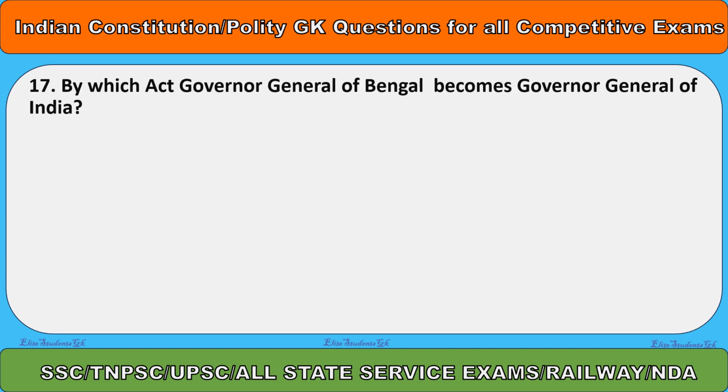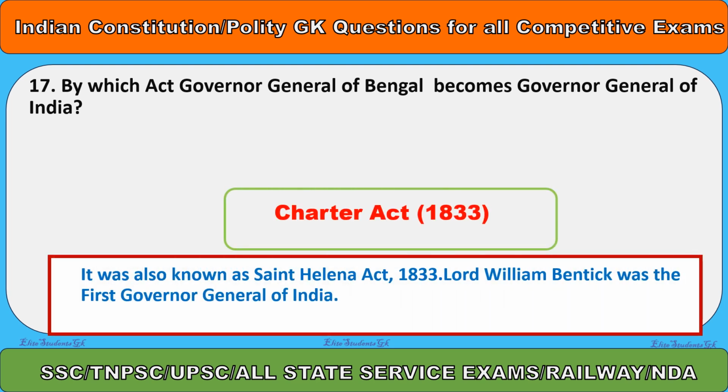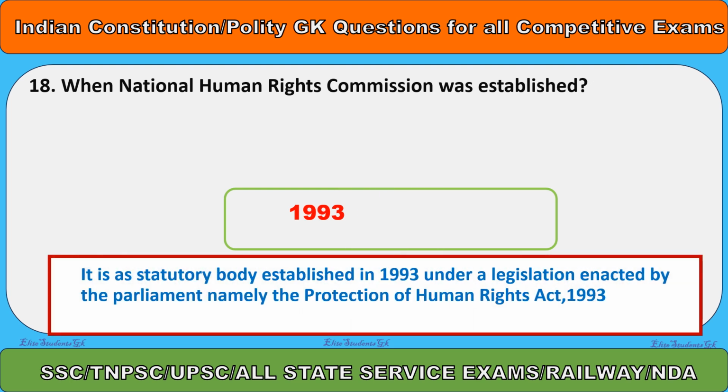By which act did the Governor General of Bengal become the Governor General of India? Charter Act 1833. It was also known as the St. Helena Act 1833. Lord William Bentinck was the first Governor General of India. When was the National Human Rights Commission established? 1993. It is a statutory body established in 1993 under a legislation enacted by the Parliament, namely the Protection of Human Rights Act 1993.